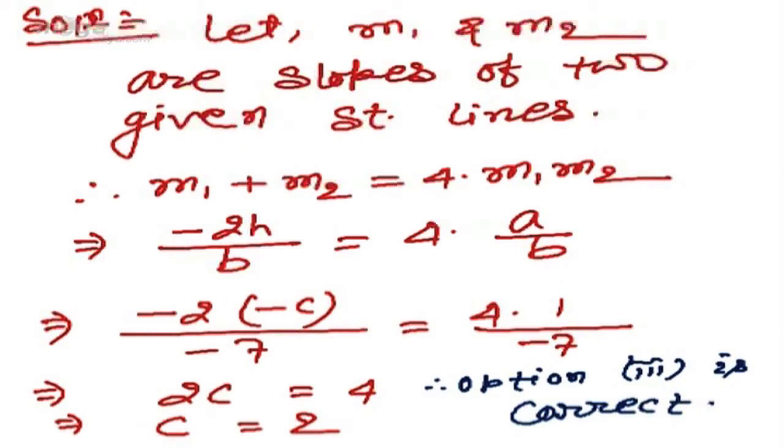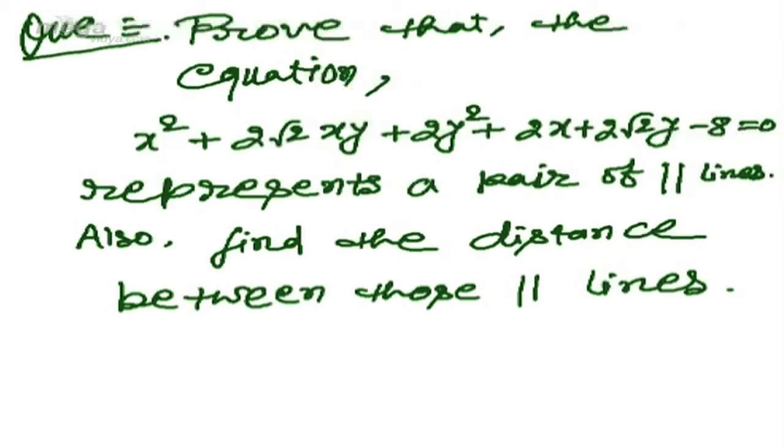Now I am taking the next question. So student, the question is: prove that the equation x square plus 2 root 2 xy plus 2y square plus 2x plus 2 root 2 y minus 8 is equal to 0 represents a pair of parallel lines. Also, find the distance between those parallel lines. Here, student, first of all, we'll prove the condition for parallel lines. Condition for the parallel lines is what? We will see.